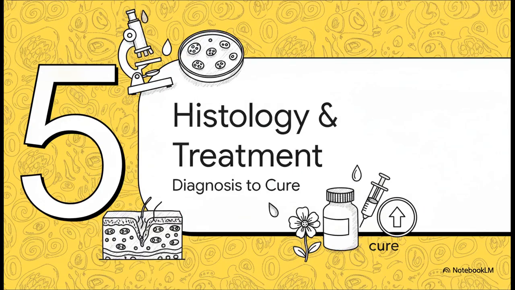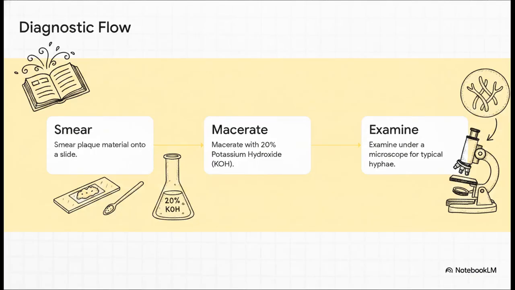Finally, we arrive at Section 5, Histopathology and Treatment, from diagnosis to cure. This diagnostic flow is essential to commit to memory. First, you take fragments of the plaque material and smear it onto a microscope slide. Then, you macerate it with 20% potassium hydroxide, or KOH. Lastly, you examine it under a microscope to spot those typical hyphae. That 20% KOH smear is a mandatory detail. You simply cannot afford to leave it out of your answer.